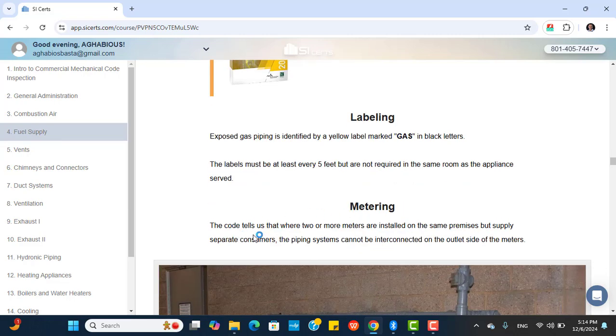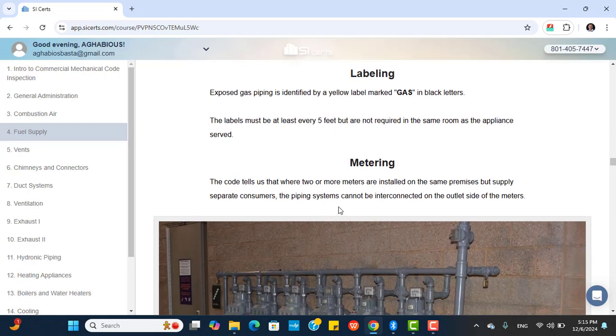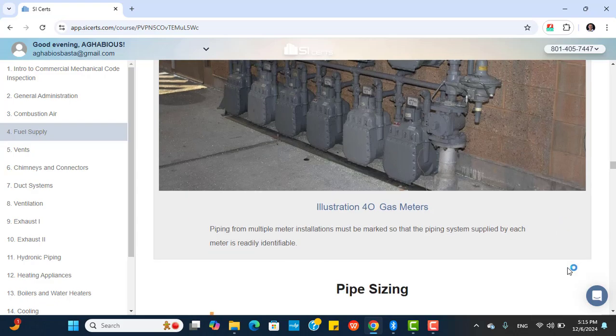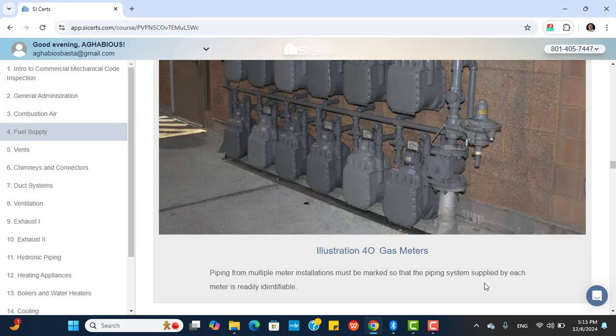Metering. The code tells us that where 2 or more meters are installed on the same premises but supply separate consumers, the piping system cannot be interconnected on the outlet side of the meter. Illustration for all gas meters. Piping for multiple meter installations must be marked so that the piping system supplied by each meter is readily identifiable.